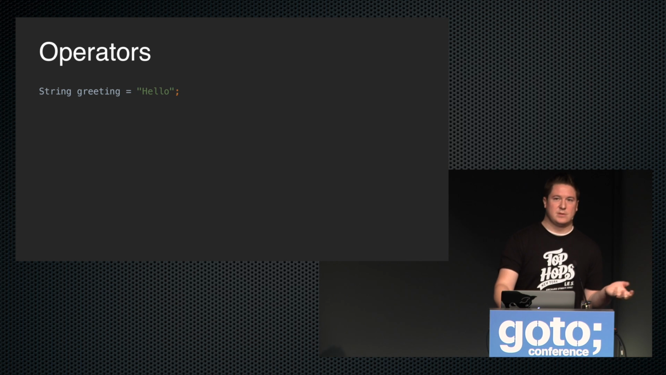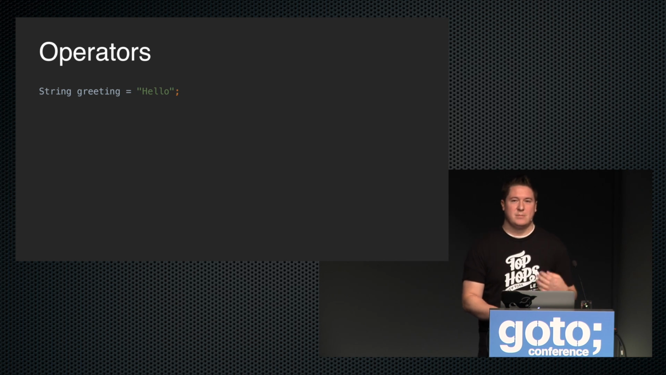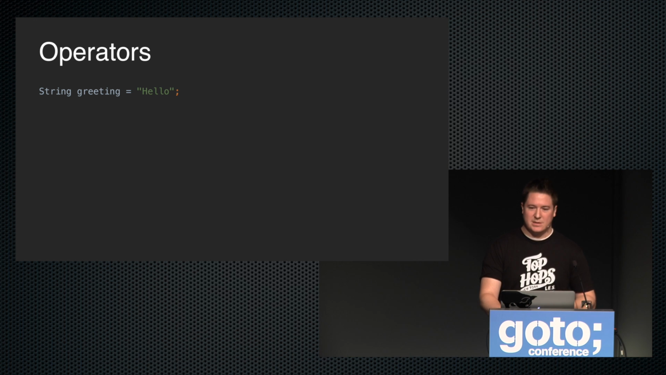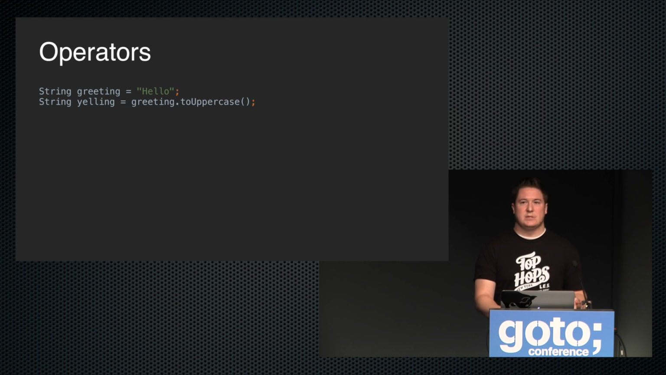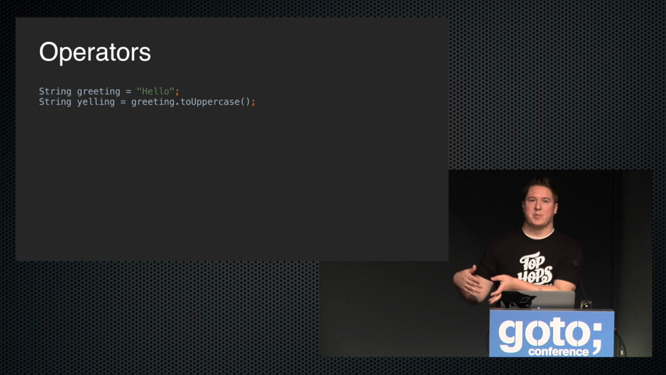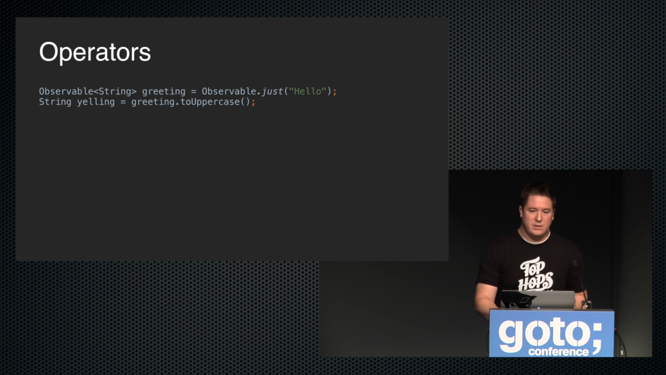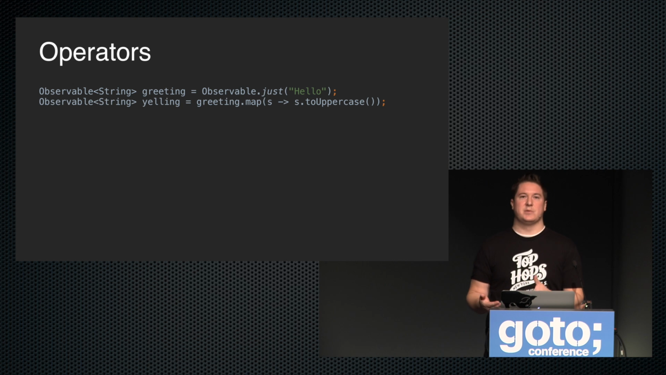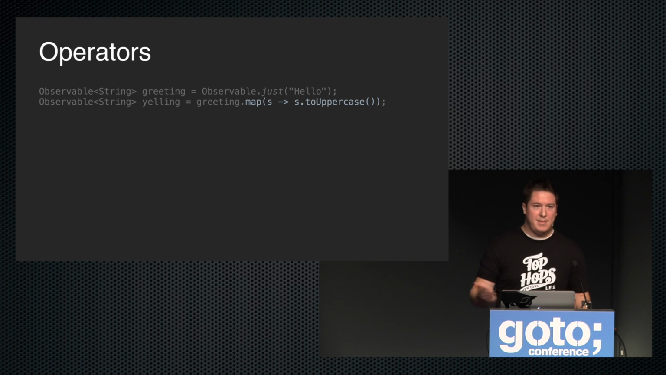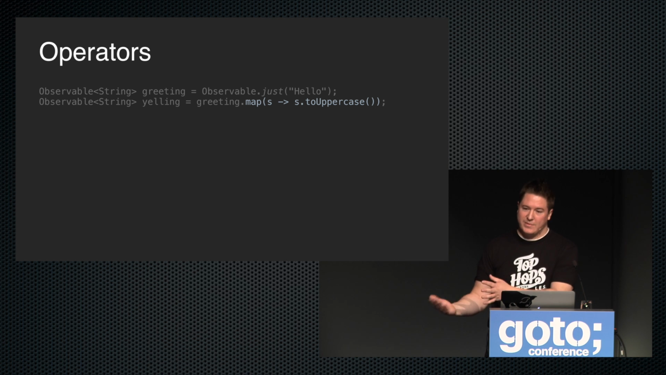And just like we took something that was imperative, like a synchronous method call, and turned it reactive, operators basically do the same thing. So here we're applying an operation to a string and getting back a new string. In the reactive world, we would have an observable, and we would apply that operation via an operator. In this case, map is the operator, which is allowing us to take data being emitted and apply some operation to it to create a new type of that data.